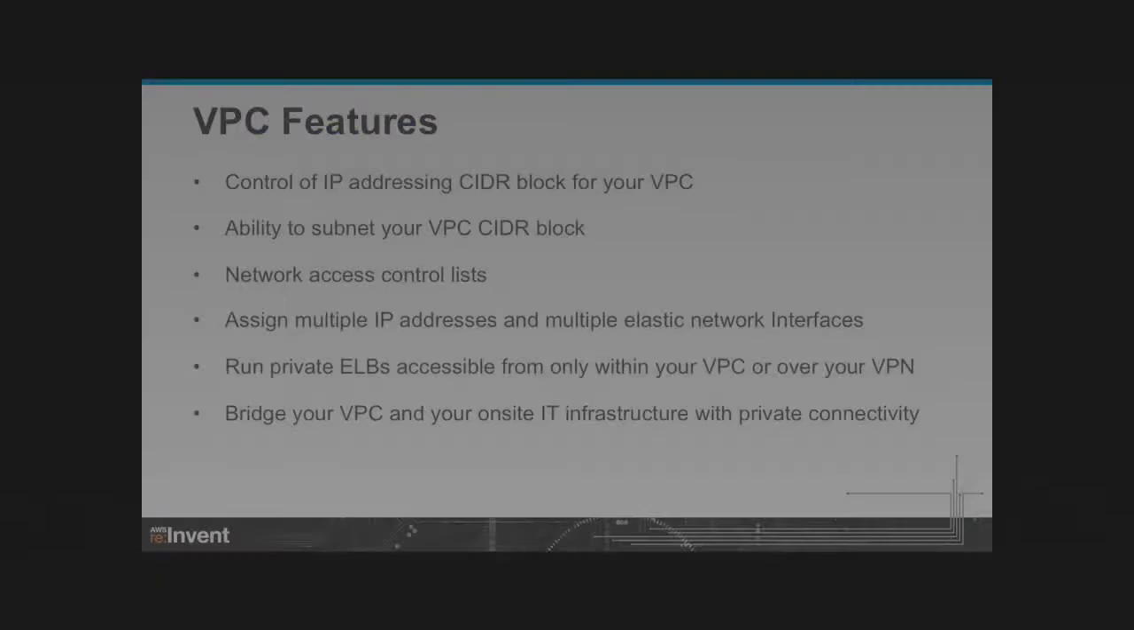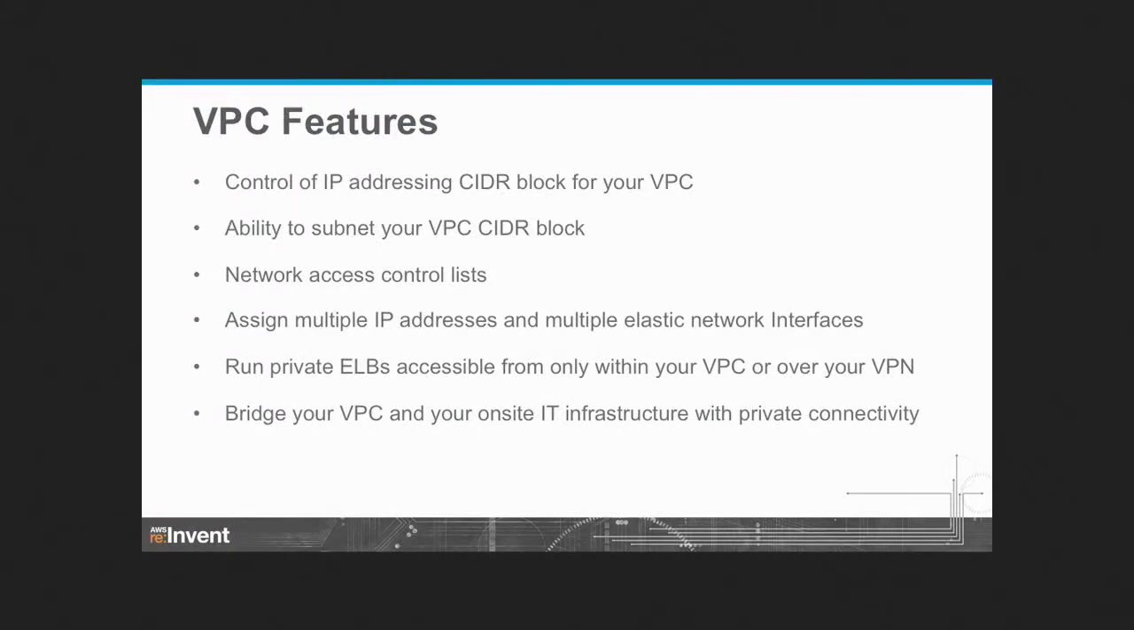Okay, so what are some of the features of VPC? I've already mentioned a few of these, so we'll cruise through these pretty quick. You control the IP addressing you're going to choose for your virtual private cloud. You've got the ability to subnet that further. From there, you can deploy ACLs with the egress and ingress policies. You can assign multiple IP addresses inside of VPC as well to your EC2 instances. And you can also assign multiple elastic network interfaces. We're going to talk more about that later and where that becomes useful.